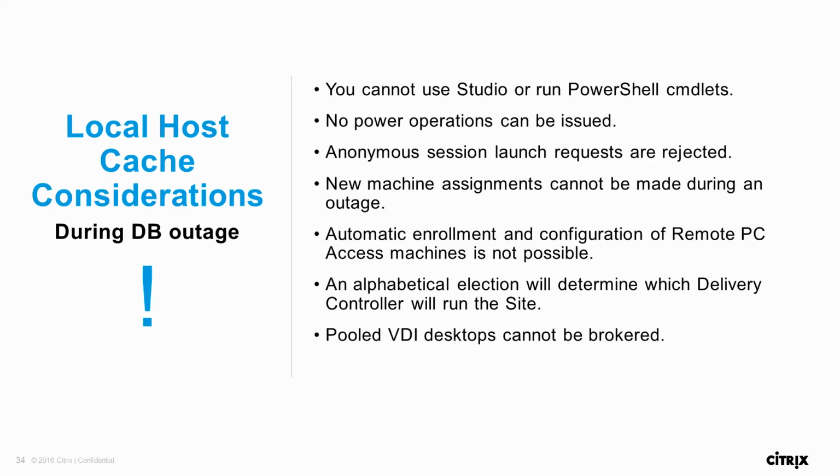So now, local host cache considerations. Local host cache considerations means, only during a DB outage, what are the things we have to consider. You cannot use Studio or run PowerShell cmdlets. If the database is down, as I already told you, Studio will not work, and PowerShell also will not work. No power operations, that means from the Studio console, you cannot power on or power off the virtual machine.